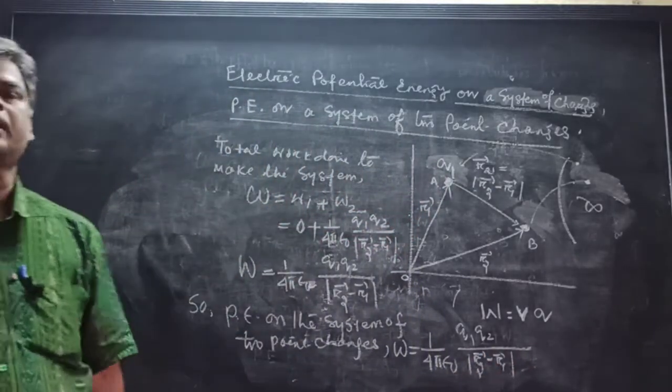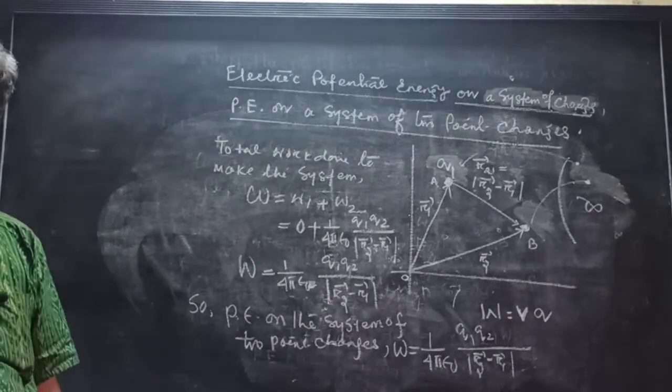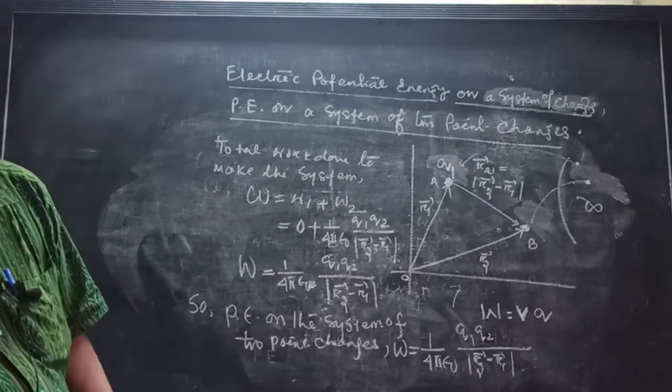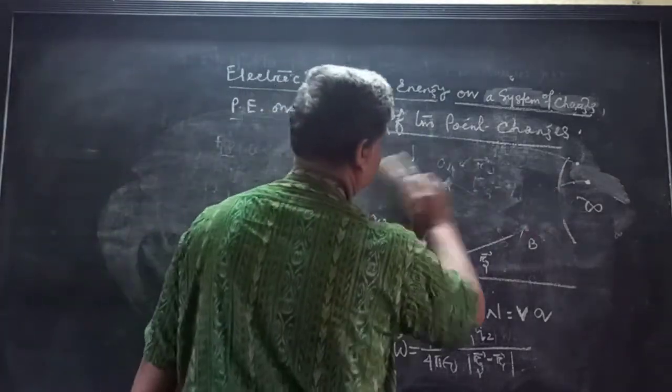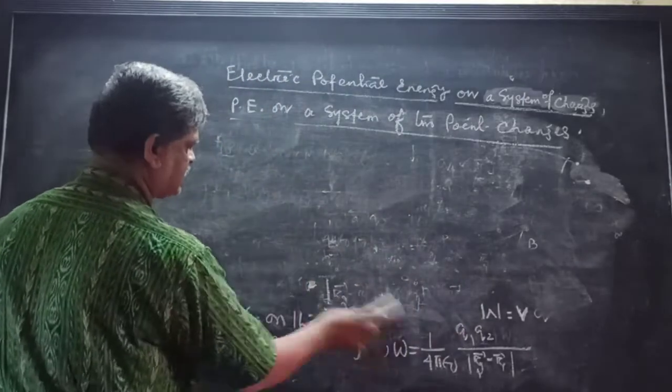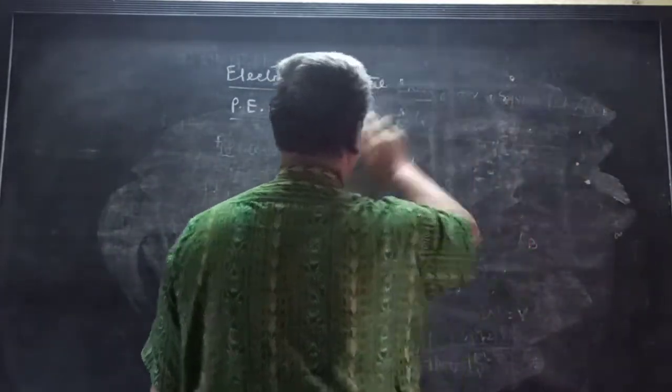Clear? So this is the potential energy of a system of 2 point charges. Next, this was the potential energy of a system of 2 point charges, and the potential energy of a point charge.